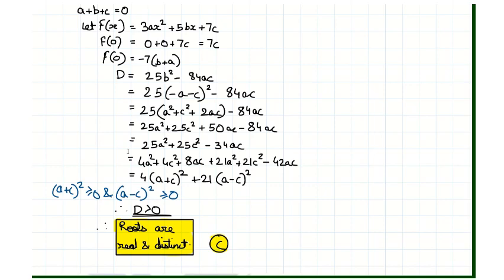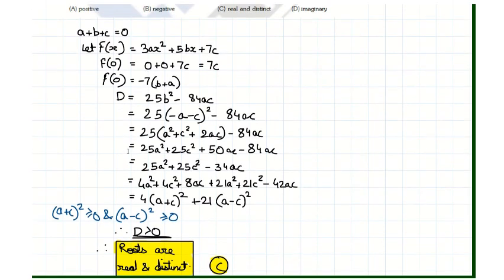Now, we cannot deduce anything from this form of the discriminant. What we do is, we try to split it in such a way that we get it as a sum of two perfect squares. We have 4a square plus 4c square plus 8ac plus 21a square plus 21c square minus 42ac, which is equal to 4 times a plus c whole square plus 21 times a minus c whole square. Both these terms are greater than or equal to 0, due to which we get the discriminant greater than 0. Hence, the roots are real and distinct.